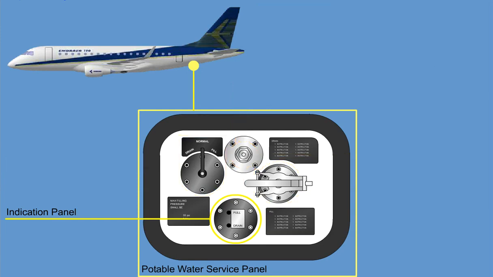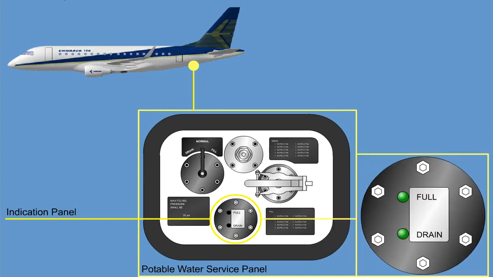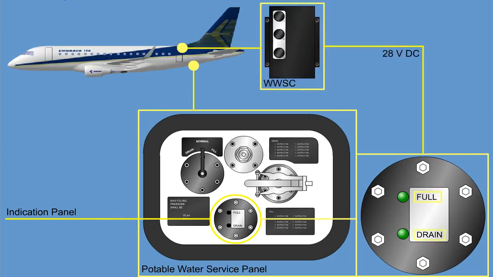The service panel indicator shows the tank volume status and the position of the system valves during system servicing. The indicator panel contains 2 green LEDs marked full and drain. Input power is 28 volt DC and is supplied by the WWSC, which also controls the indicator lights.